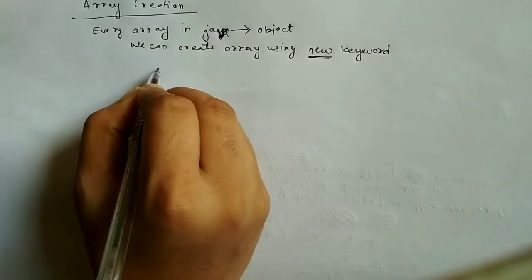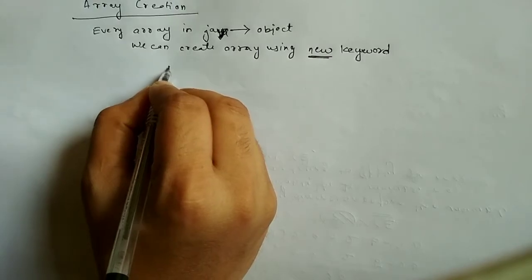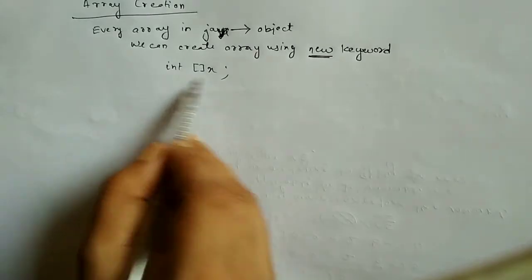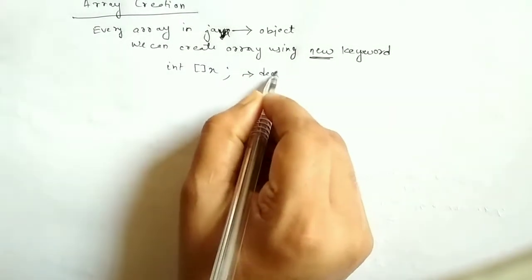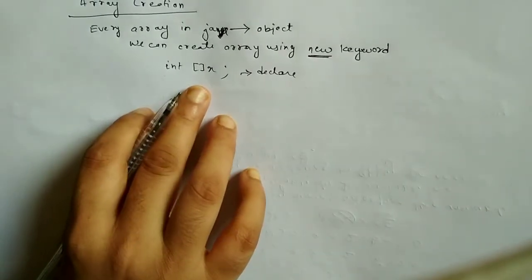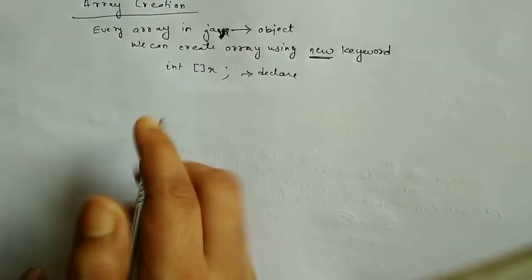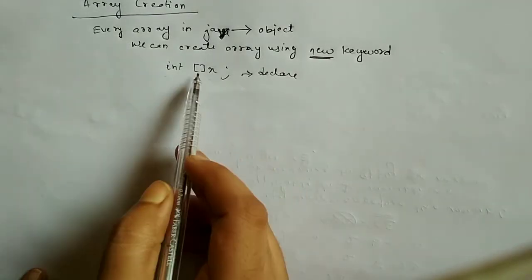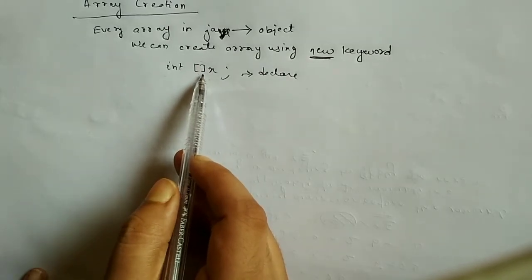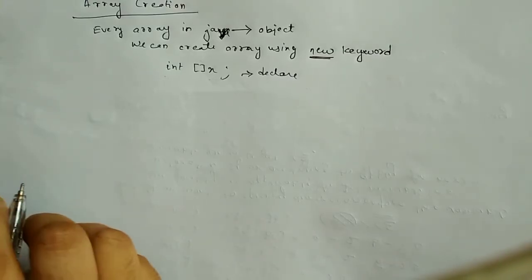Now we will look at how we can create an array. Suppose we want to declare an array of integer, so we can declare it as int array and the variable name. This is how we declare. We have declared that x is an int array. So how can we create this? At the time of declaration, we need not specify the size. But at the time of creation, we have to specify a size.